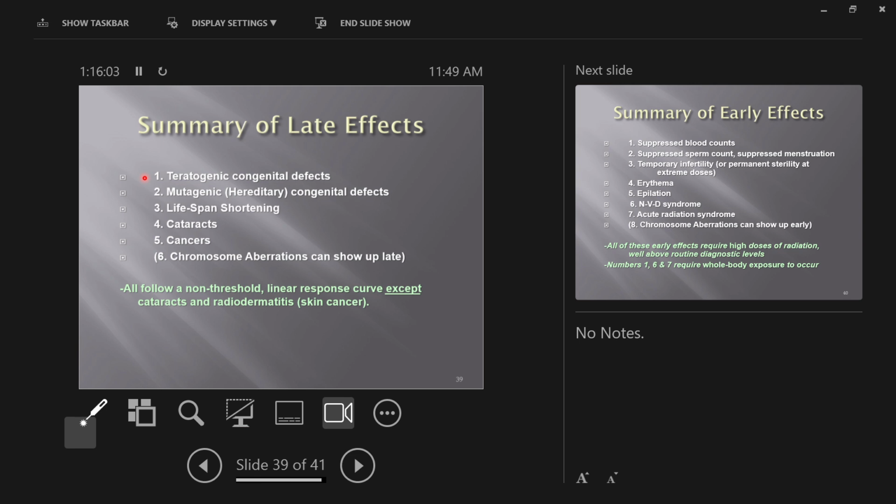Mutagenic effects are hereditary effects that are congenital, so present at birth, but were caused by mutations to the gametes. The ovum or the sperm cell was irradiated, received an amount of radiation, mutated in some way, and that mutation was handed down to the offspring. That's what we call a congenital defect. The important thing to remember about mutagenic effects is that they are stochastic. No threshold, linear response. The effect either does or doesn't happen, and the likelihood increases with an increase in dose.